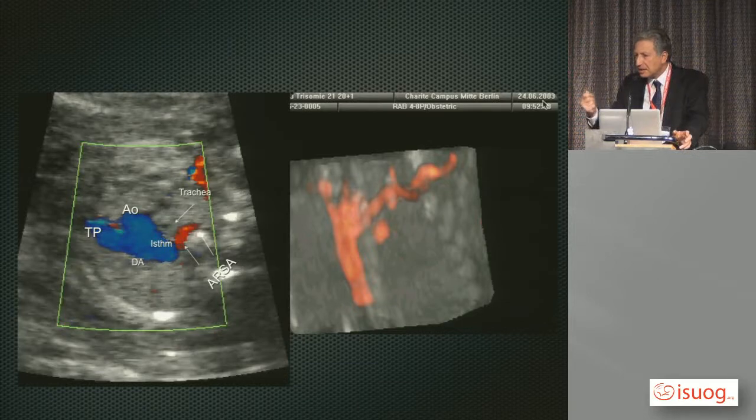Then I scanned this lady, and I wanted to check for the 3-vessel view, and I saw something in color behind, and saw that the vessel, I followed by color, went into the right arm. I said, wow, this is probably the aberrant right subclavian artery.